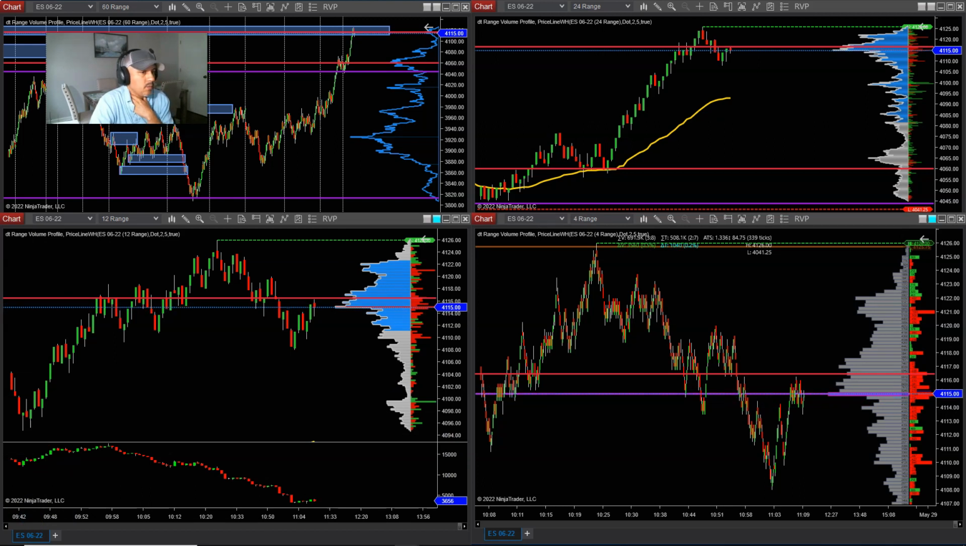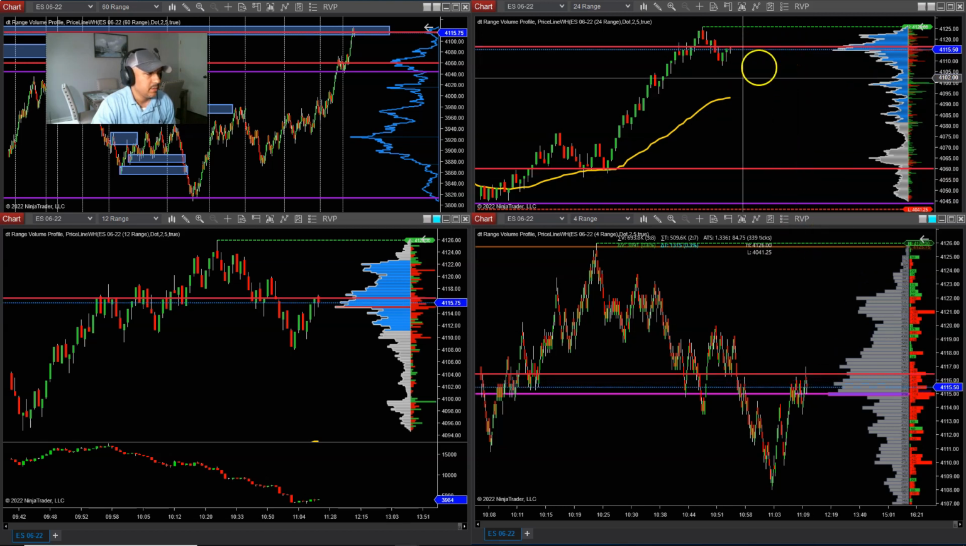Well, we'll see. We're right here dead smack at the VPOC right now. Let's see if we get a break. Yeah, I said 20. Let's see if price breaks to the downside. I'm not sure.